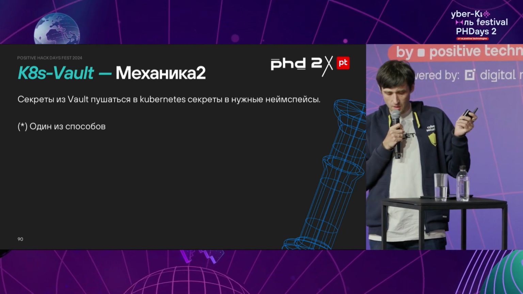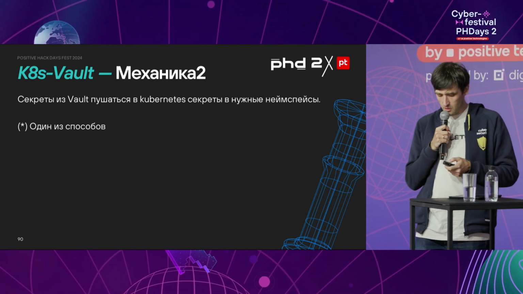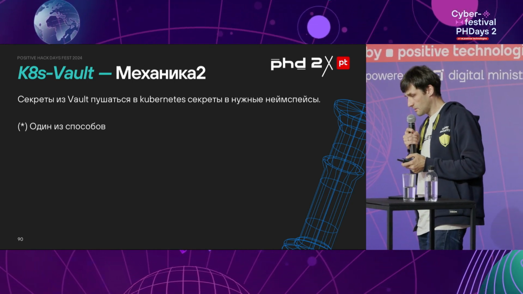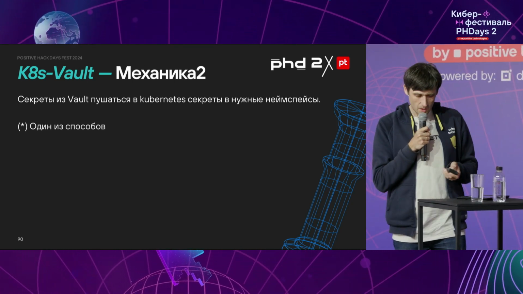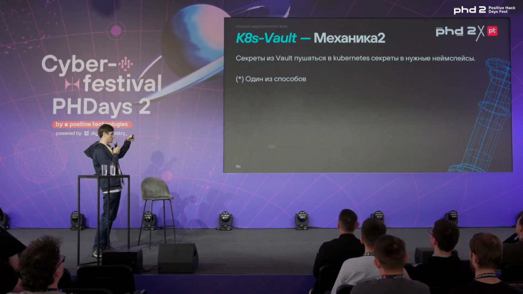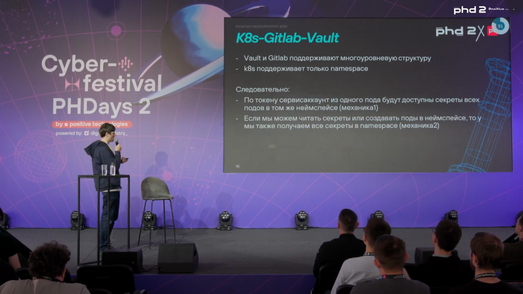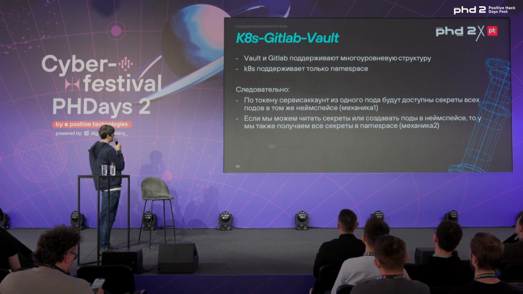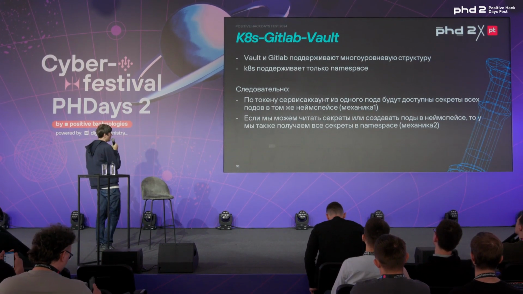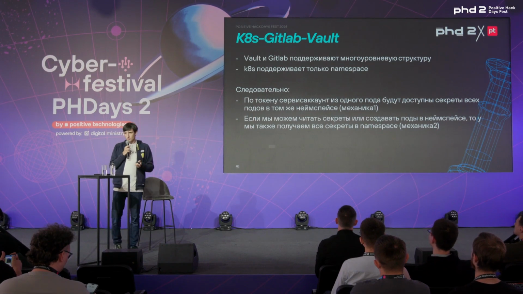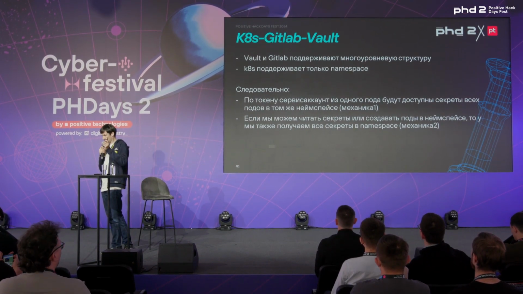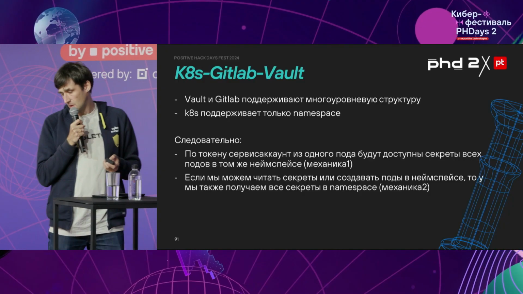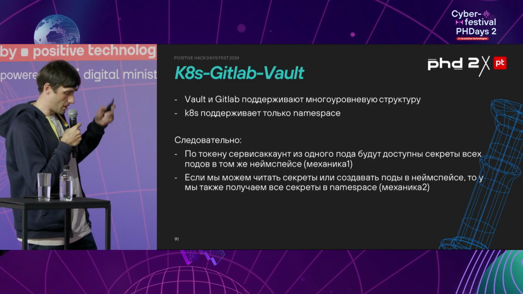As to the secrets, they can be pushed from Vault to Kubernetes, to be written in the namespaces we require. It's also one of the options, and in this case we don't need any JWTs. So the secrets get to Kubernetes themselves. But it doesn't matter. In any way they get to some namespace. So Vault in GitLab supports a multi-level structure of secrets, whereas Kubernetes doesn't. So this is kind of a mismatch.